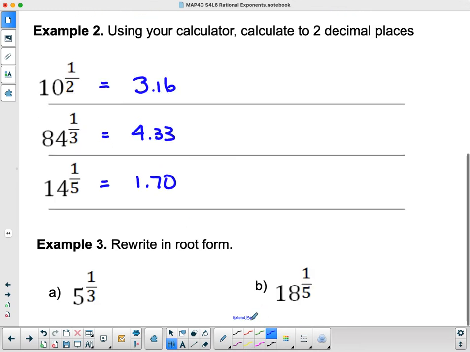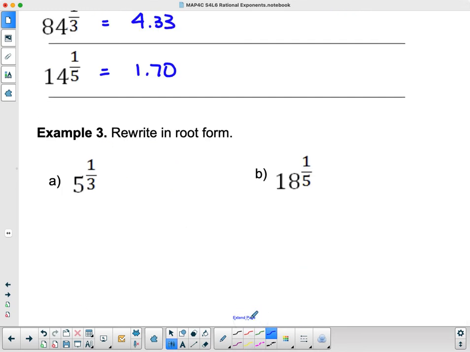Okay, now these ones just say rewrite in root form. All I want you to do is say what the equivalent is, and you don't have to go any further than that. It's not asking you to punch it into the calculator. So this is the cube root of 5. This is 18 as our base, and it is the 5th root of 18. And that's really all there is to it here.